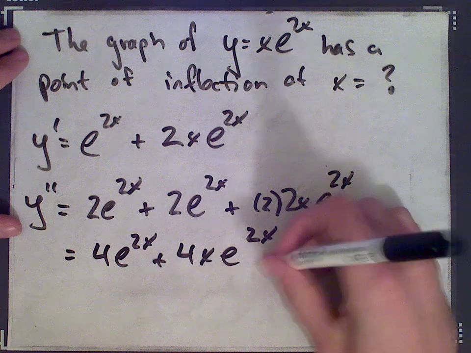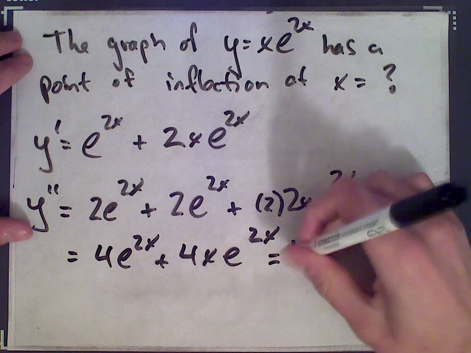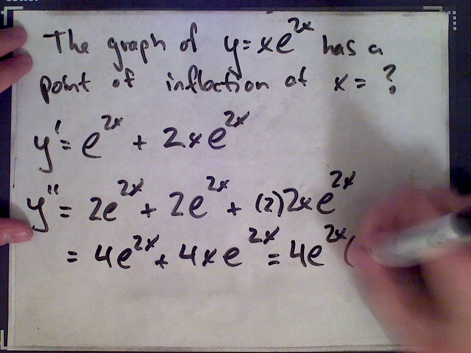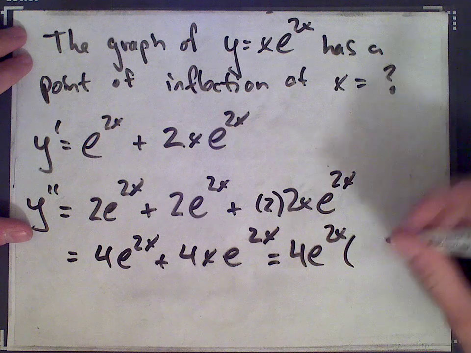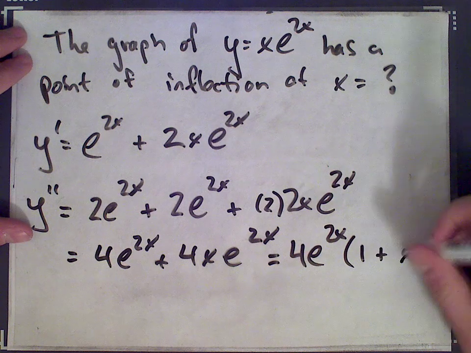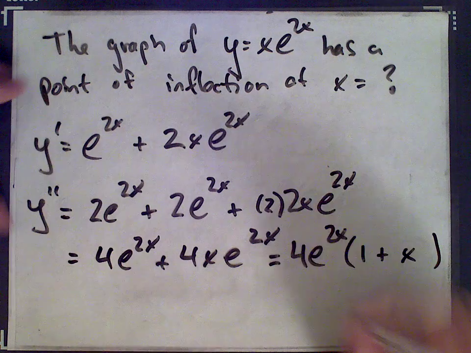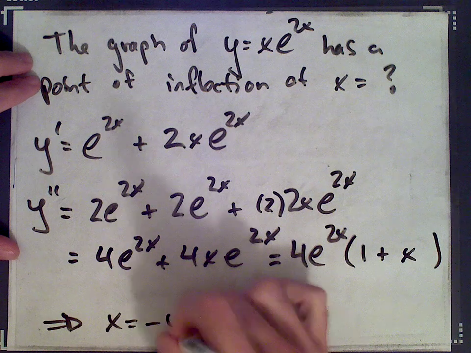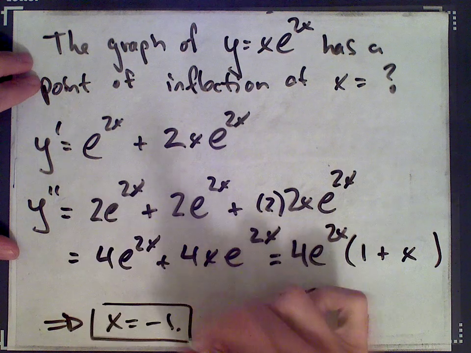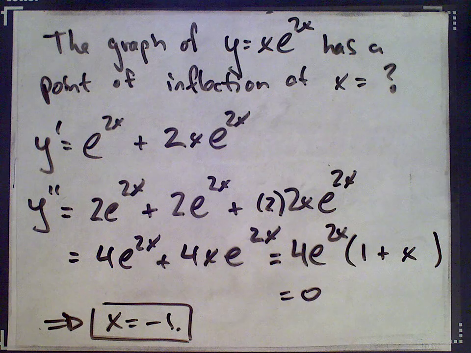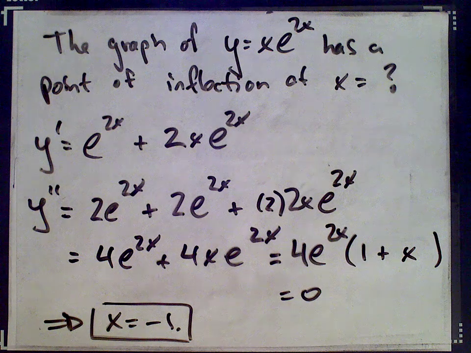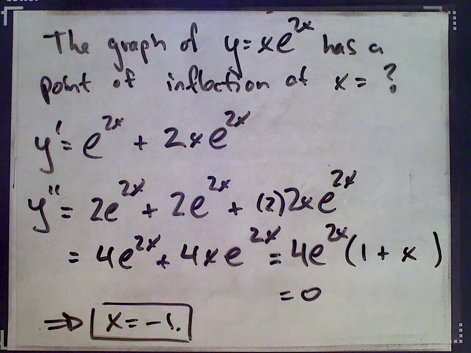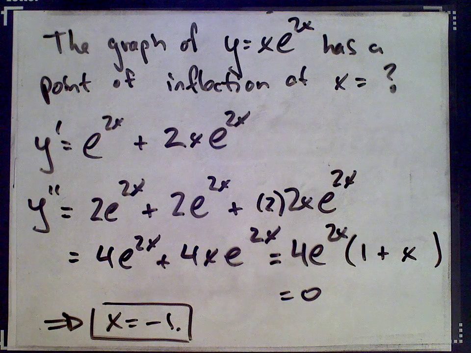And we're going to want to find where this is 0, so let's factor out 4 e to the 2x. And we're left with 1 plus x as a factor. And so this is 0 when x equals -1. Now, we only got one zero, so if there's an inflection point at all, it has to be this one. If you look at the answers, this is the only option. Let's check to see that this is indeed an inflection point.